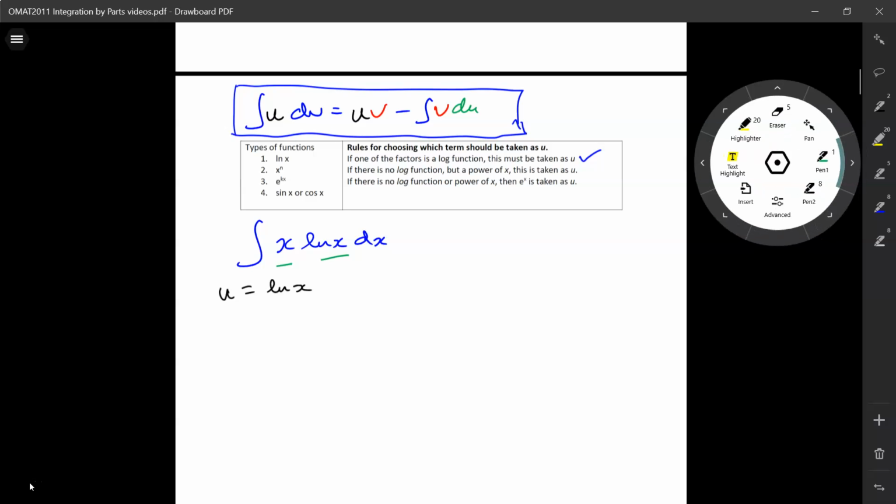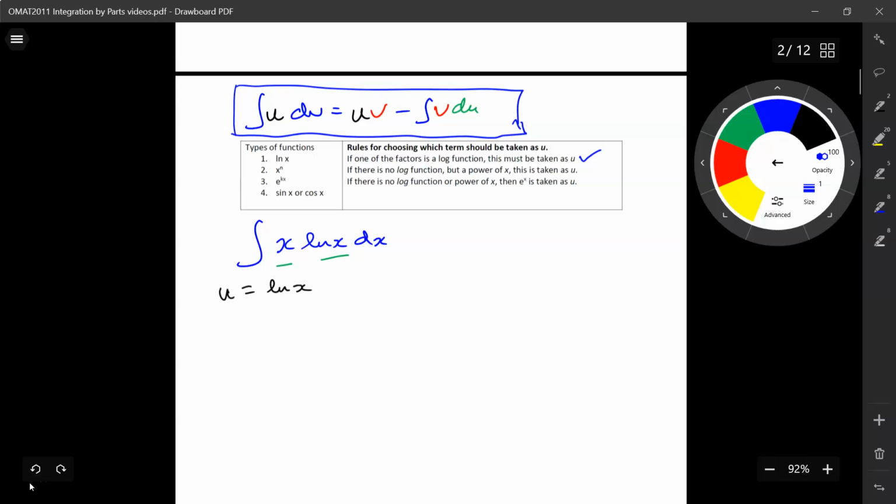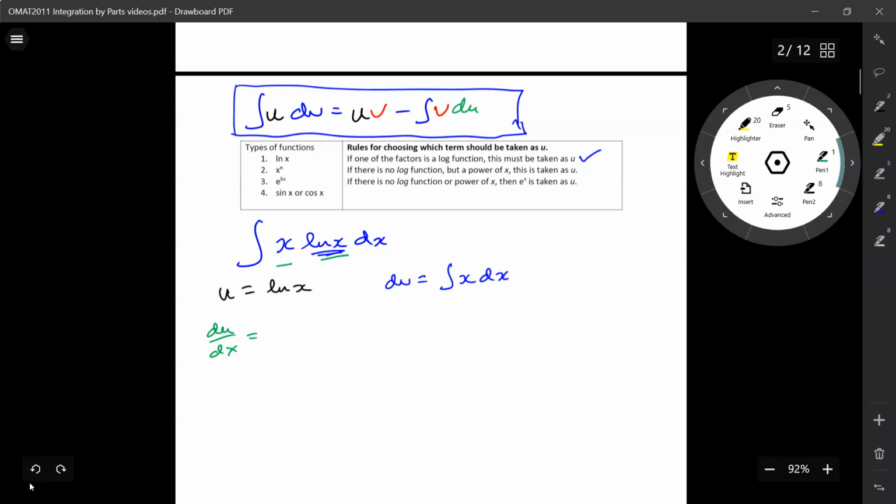Then what you can do is that automatically means that dv is what's left behind. What's left behind is the integral of x dx. So if you take out the log of x out of this term, you're left with the integral of x dx. The next thing you have to do is differentiate this. So du dx, the derivative of log of x is 1 over x, and that implies that du, which is what we need for our formula up here, is equal to dx over x.